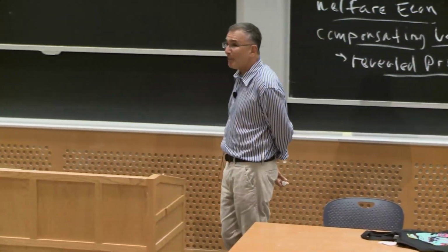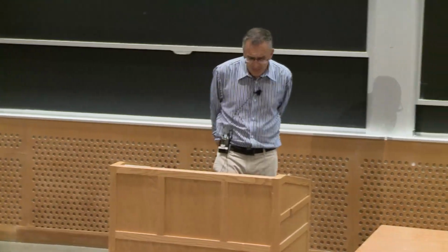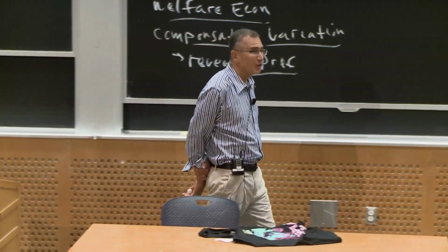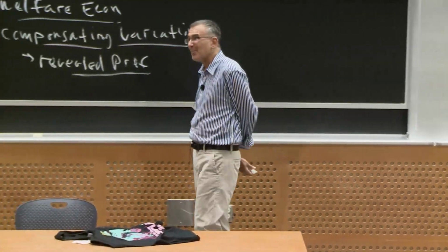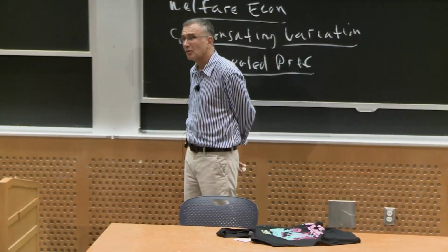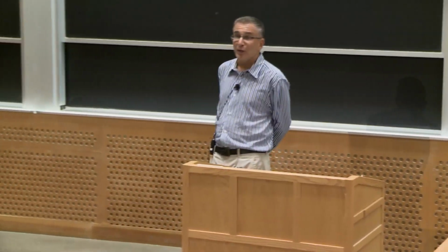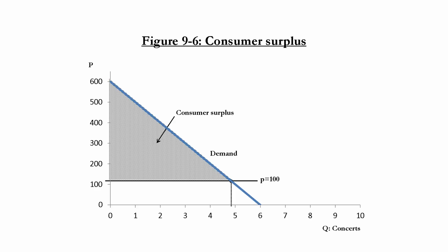For the next concert, I'm willing to pay somewhat less, but I still make a surplus. By the time we get to the 5th concert, I'm indifferent. I'll probably still go because I'm a nut, but I'll be sort of indifferent about it. I won't get any surplus. So the surplus is what I get from all those earlier concerts I was able to go to, where the amount I valued them was above the price.